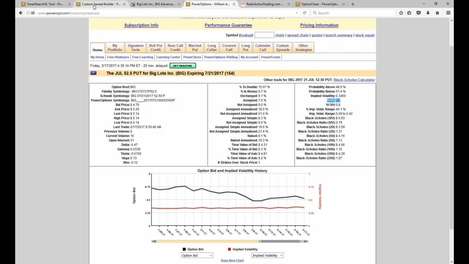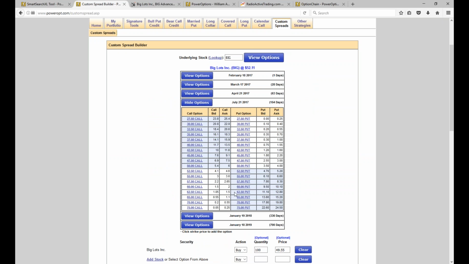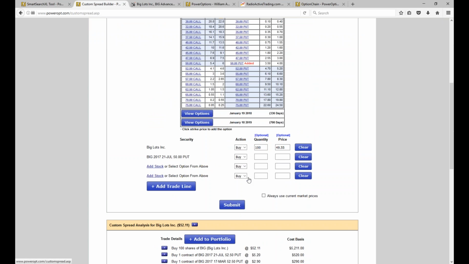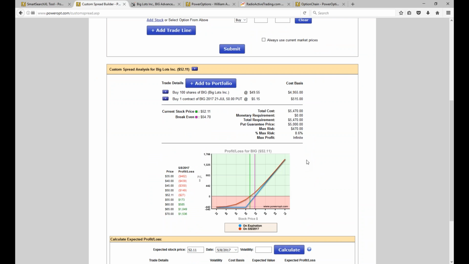But what I want to take a look at now is, let's say we did the Big Lots position, but we did it on February 1st where we got the stock at 49.55, and at that time I bought the July 50 put for 5.15. Now this is going to be a higher risk than I normally take, but I want to just show this as an example here. Okay, so it's an 8.6% risk on this particular married put position.